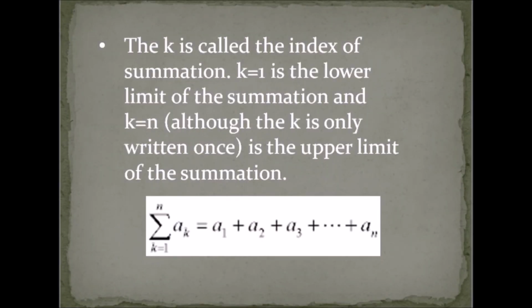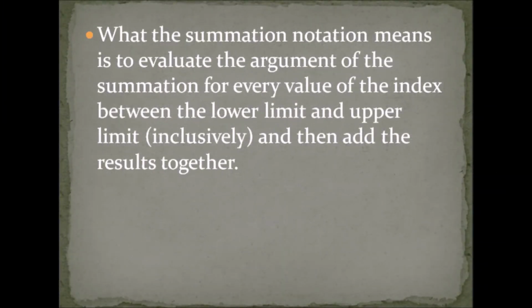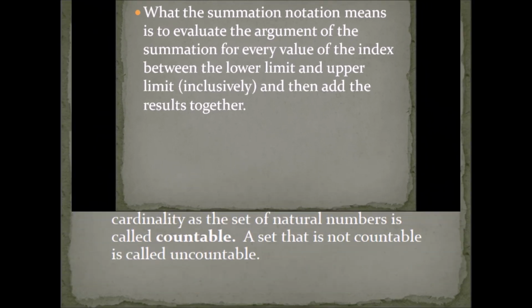K equals 1 is the lower limit of the summation and k equals n, although the k is only written once, as the upper limit of the summation. What the summation notation means is to evaluate the argument of the summation for every value of the index between the lower limit and upper limit inclusively and then add the results together.